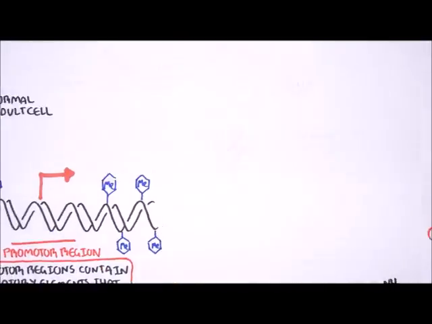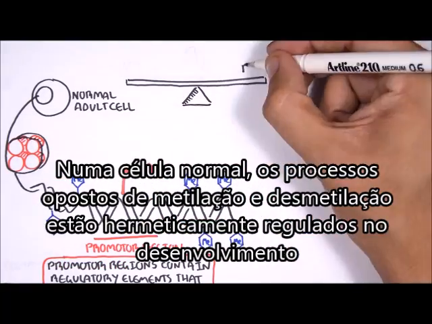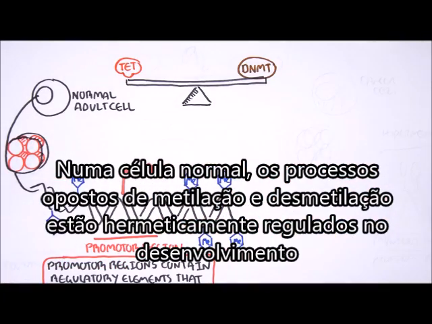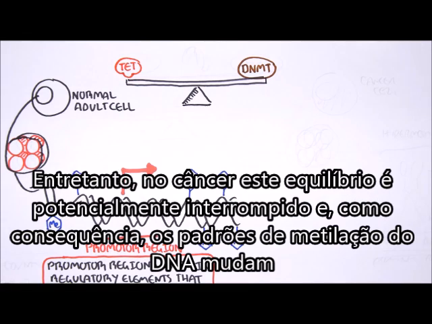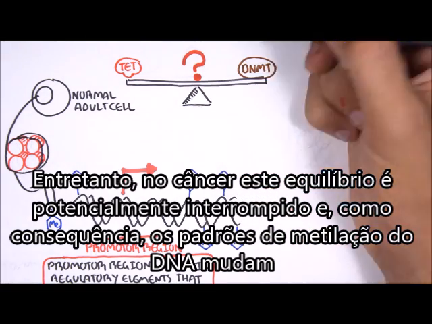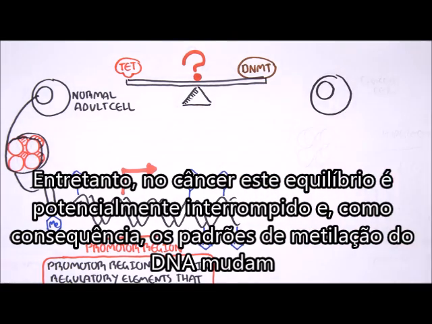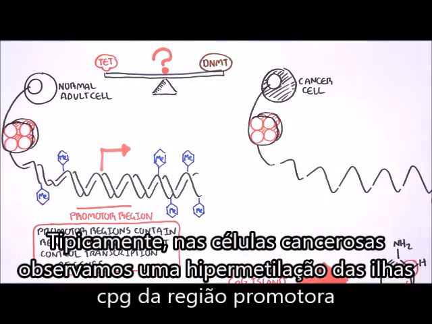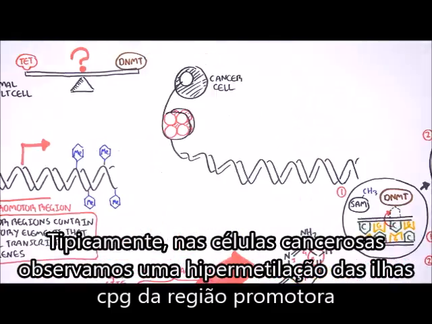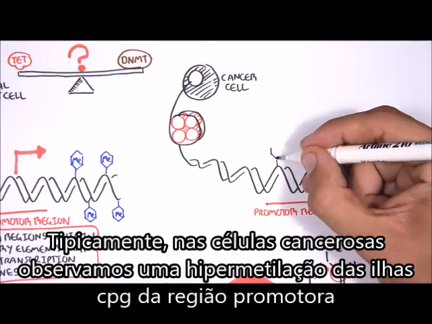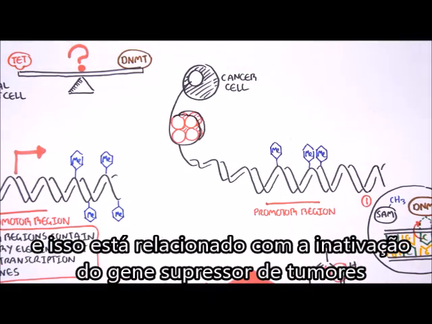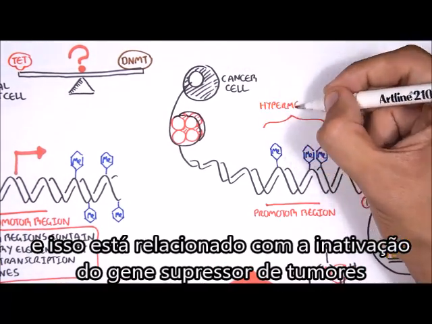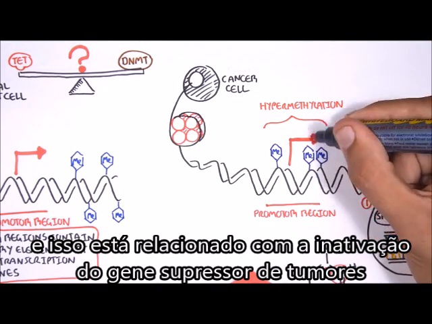In a normal cell, the two opposing processes of methylation and demethylation are tightly regulated in development. However, in cancer, this balance is potentially disrupted, and as a consequence, DNA methylation patterns change. Typically, in cancer cells, we see hypermethylation of promoter CpG islands, and this is associated with tumor suppressor gene inactivation.